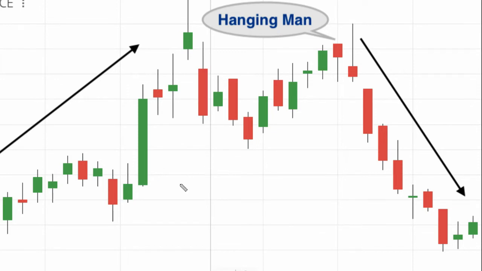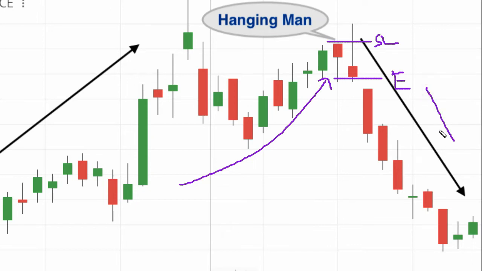First, there should be a bullish rally, then the formation of the hanging man, and we should mark the high and low of the hanging man. And the third condition, when the low is broken, you can take entry at the low of the hanging man and your stop loss will be at the high of the hanging man. After the low of the hanging man is broken, you can expect a strong bearish rally because the hanging man is a bearish signal.